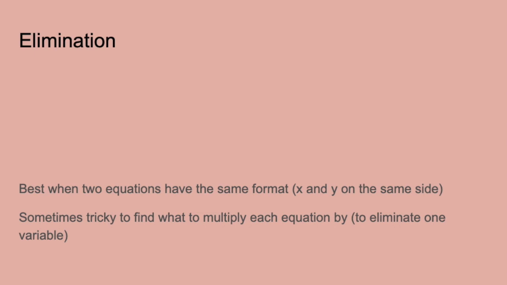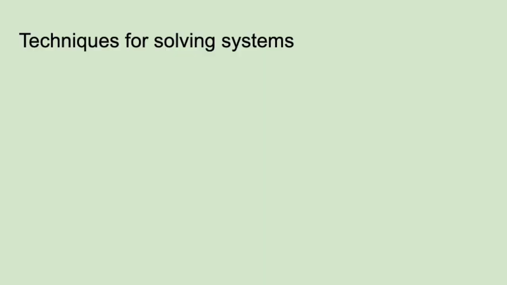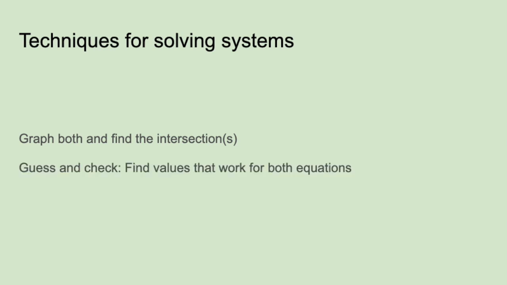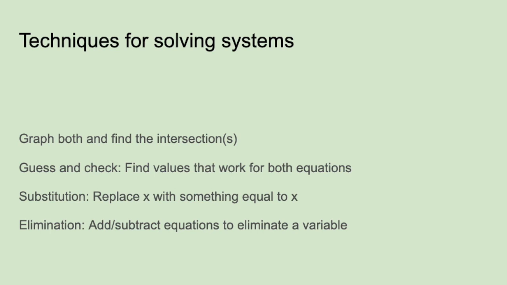So that's it. We've learned a few techniques for solving systems of equations. We can graph both and find the intersections. We can guess and check by finding the values that work for both equations. We can use substitution by replacing x with something equal to x, like butter and margarine. We can use elimination, adding and subtracting equations to eliminate a variable. With all of these techniques, it's going to be really important to check by substituting the values back into the original equation to make sure that it works.